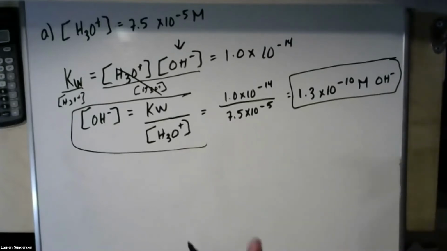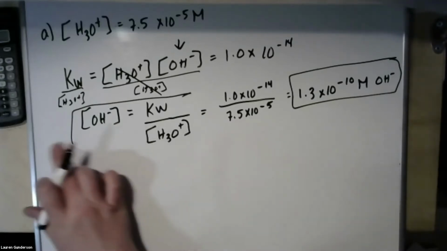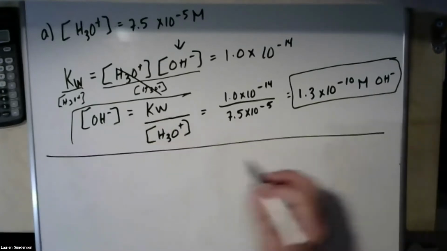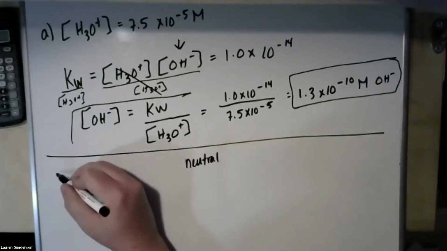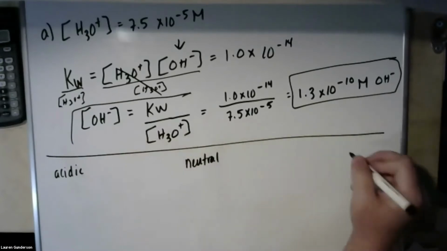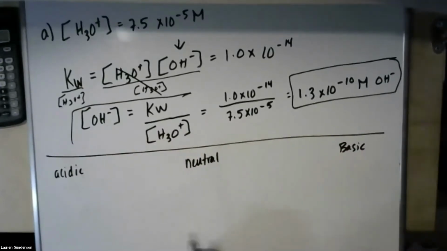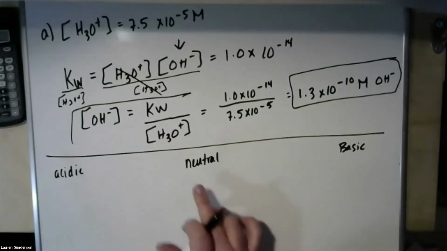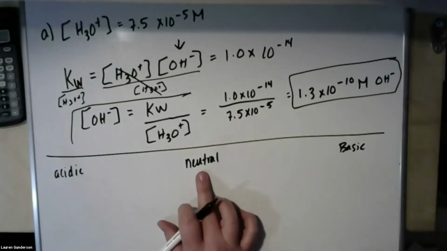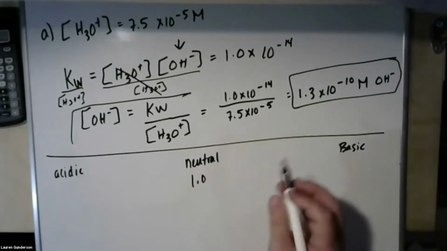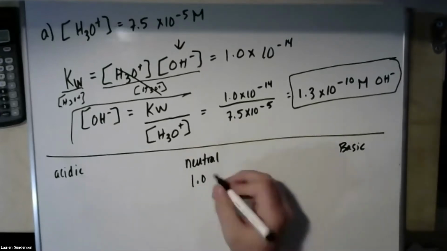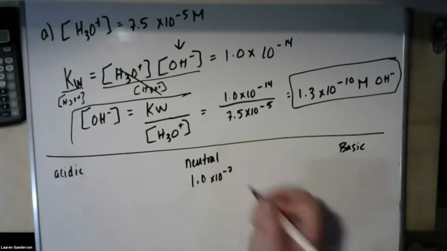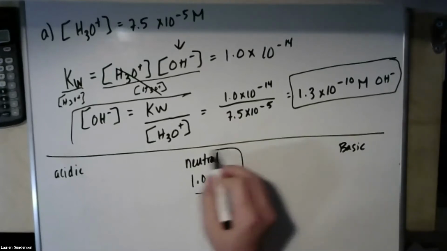Okay, let's make ourselves like a little reference down here. Okay, so we're going to start, we'll have neutral, and then we'll have acidic, and we'll have basic. Now, when you're neutral, you're going to be at a concentration of your hydrogen ions or your hydroxide ions of 1 times 10 to the negative 7. Okay, that's your neutral level.